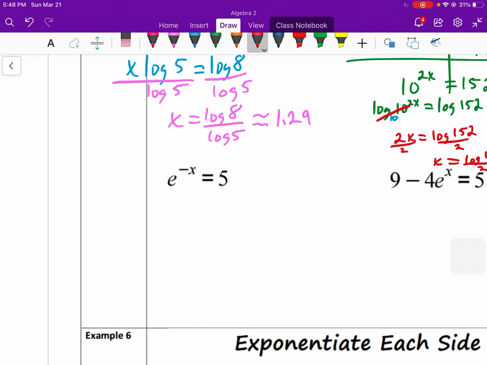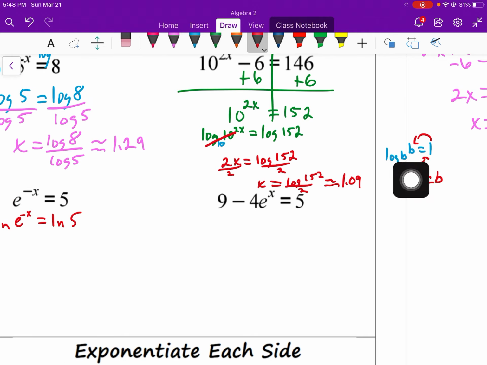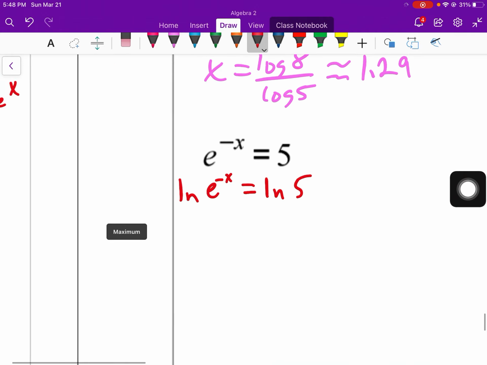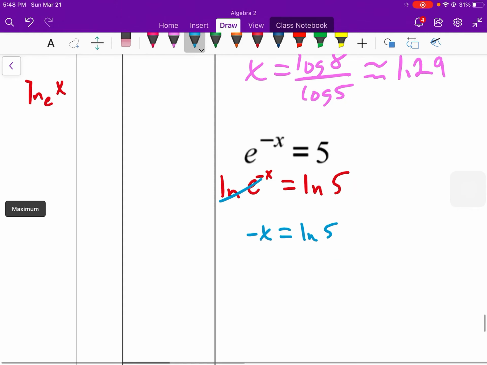Okay. Again, the common base for e is the natural log of e to the x. That's my common base. So we're going to want to take the natural log of both sides. e to the negative x equals the natural log of 5. That means, again, it's the same property, same base. It equals 1. So these will simplify to just 1, and we're left with negative x equals the natural log of 5. And I can go through that off to the side.